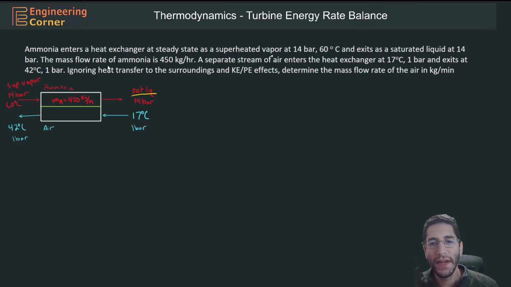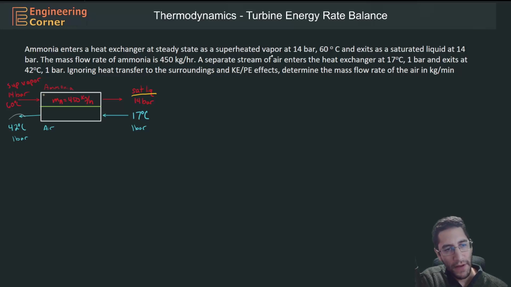We're also told that a separate stream of air enters the heat exchanger at 17 degrees C, 1 bar, and exits at 42 degrees C, 1 bar. So that's my exit, and here's my entrance. If we're allowed to ignore heat transfer to the surroundings and kinetic and potential energy effects, we want to determine the mass flow rate of air in kilograms per minute.